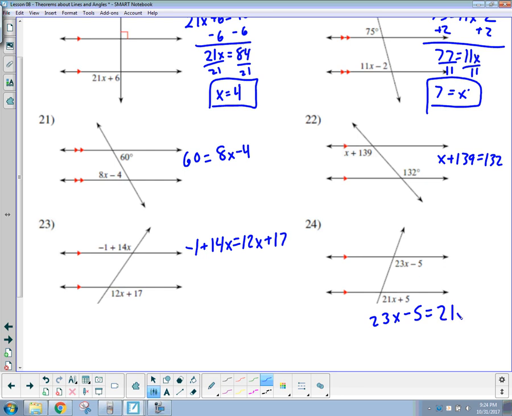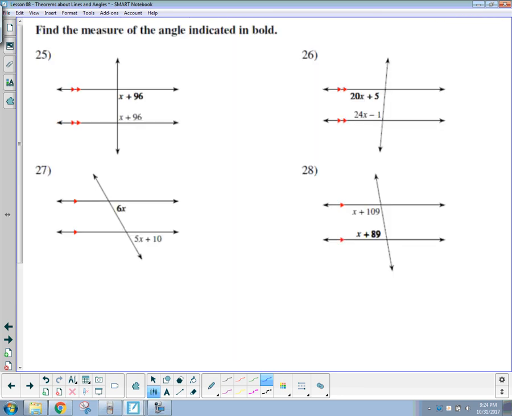As I said before, consecutive interior angles. It says find the measure of the angle indicated in bold. So we're looking for this angle, so keep that in mind. But needless to say, consecutive interior means they add up to 180. So x plus 96 plus x plus 96 should equal 180. Combine like terms, then solve. Don't forget to plug it right back in because we're looking for the angle.